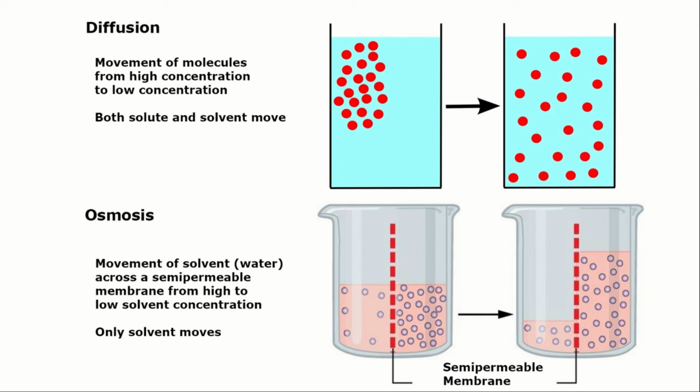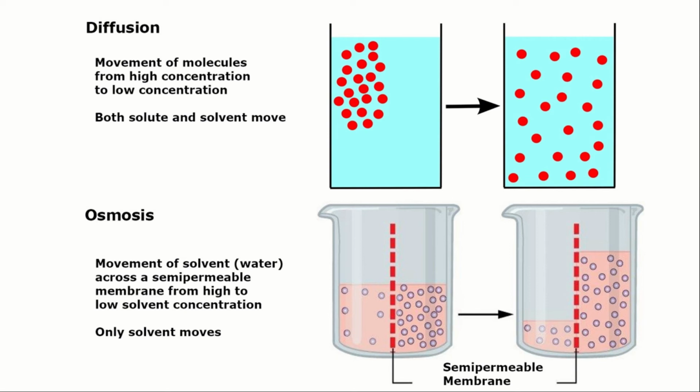Whereas in osmosis, there is movement of a solvent, water, across a semi-permeable membrane. It can be any type of membrane. In plants or in animals, there will be a semi-permeable membrane, with movement from high to low solvent concentration. Only solvents move. In diffusion, the molecules move, whereas in osmosis, the solvent moves across a semi-permeable membrane.